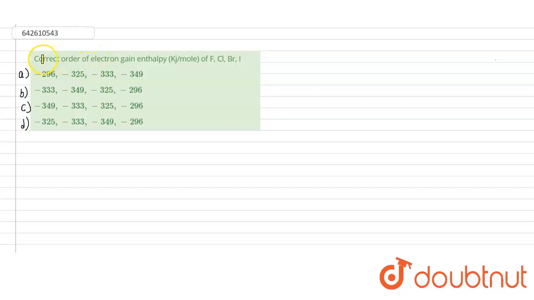Hello. The question says: the correct order of the electron gain enthalpy in kilojoule per mole of the four elements, that is fluorine, chlorine, bromine and iodine. These are the halogens. So we have to arrange their electron gain enthalpy order.